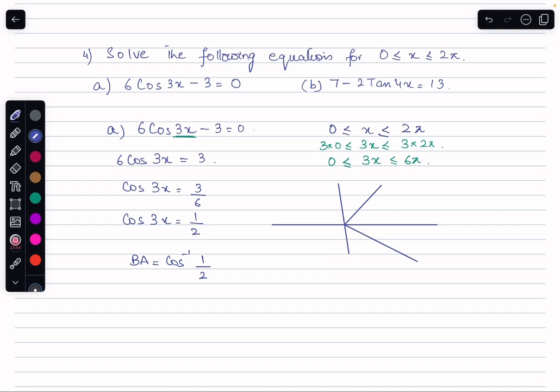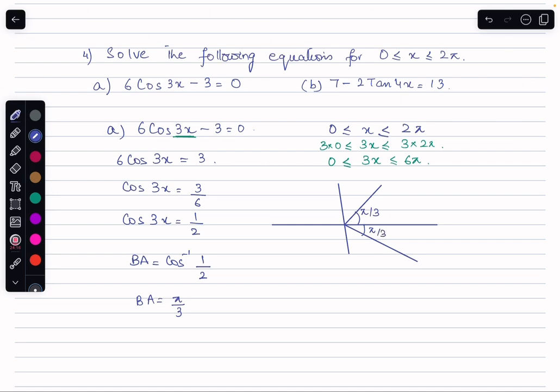So cos inverse 1 by 2 in the radian mode comes out to be pi by 3 here. Let's keep it in terms of pi, because pi by 3 is a definite angle that we should be knowing. Pi by 3 in degree mode equals 60 degrees. So I have a pi by 3 here and a pi by 3 in the fourth quadrant as my basic angle.